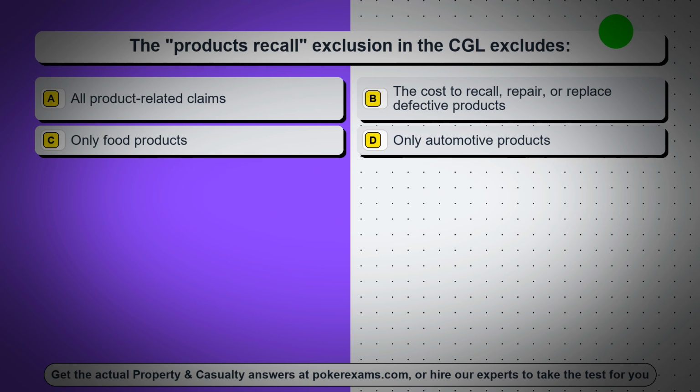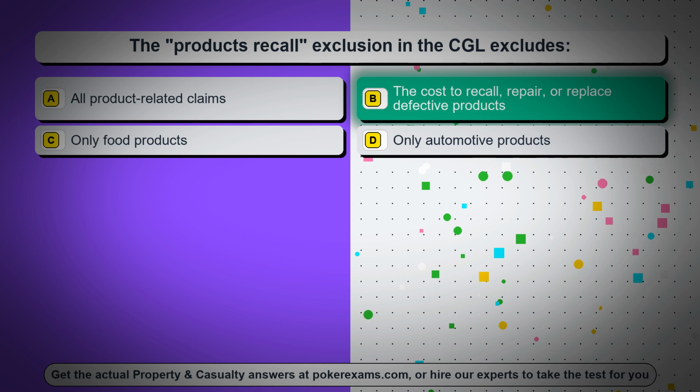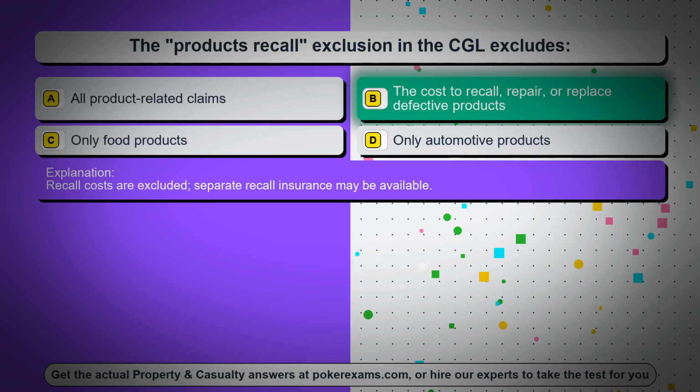Question 61. The products recall exclusion in the CGL excludes: Option A, all product-related claims. Option B, the cost to recall, repair, or replace defective products. Option C, only food products. Option D, only automotive products. The correct answer is option B, the cost to recall, repair, or replace defective products. Recall costs are excluded, separate recall insurance may be available.